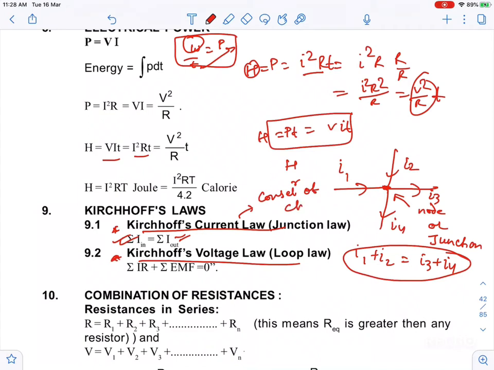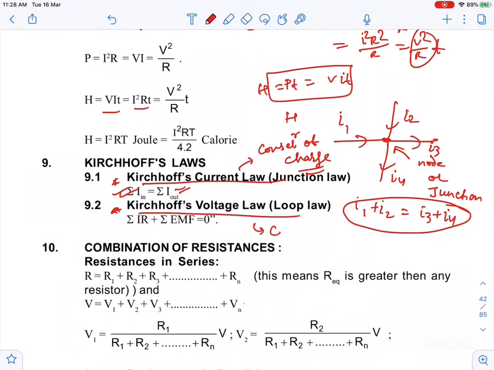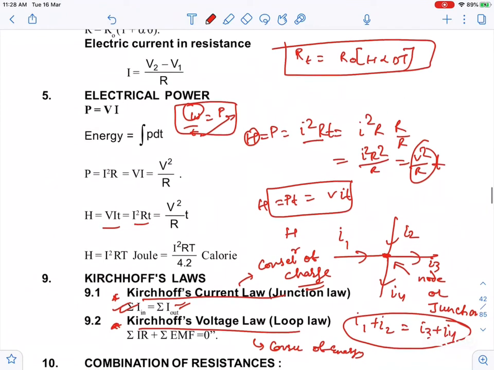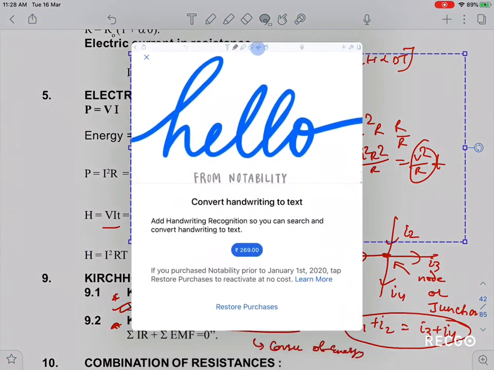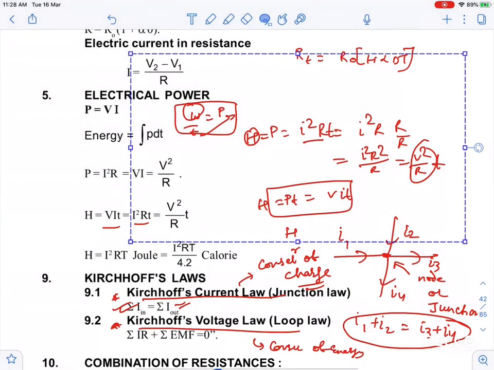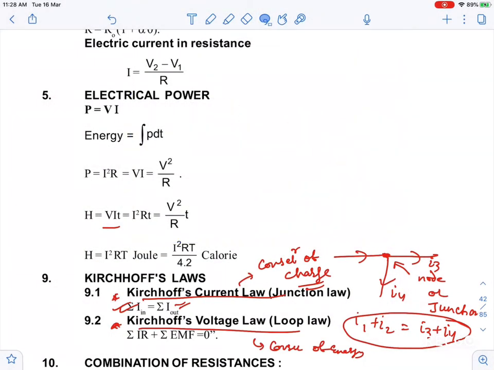Kirchhoff's current law is basically conservation of charge, sorry. Kirchhoff's voltage law is conservation of energy. The algebraic sum of all the potential differences across a closed loop is 0.